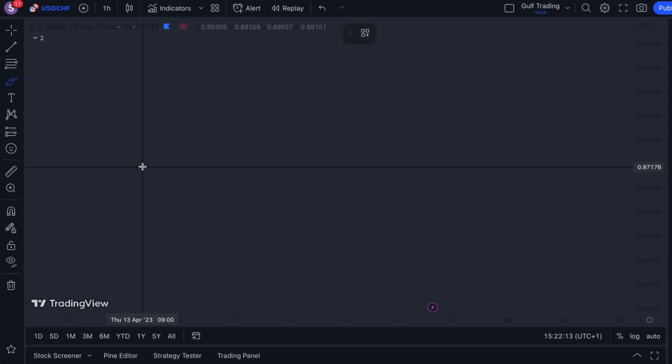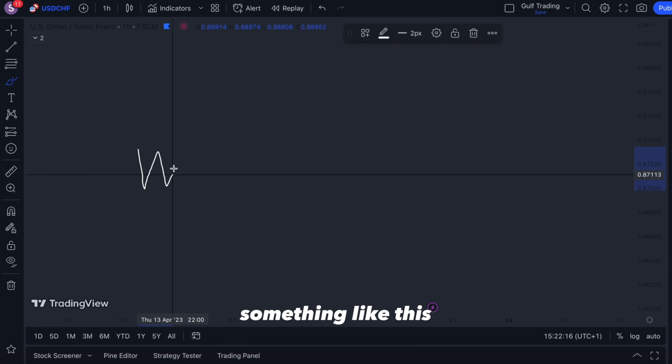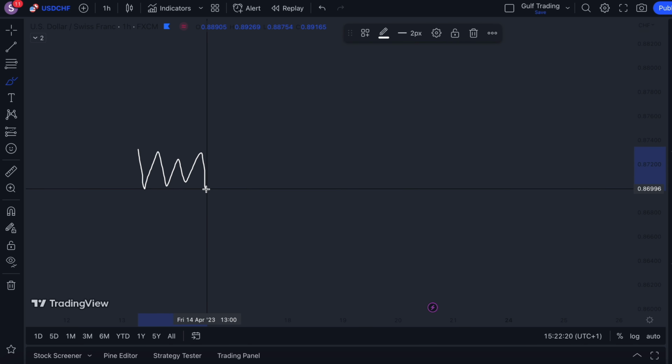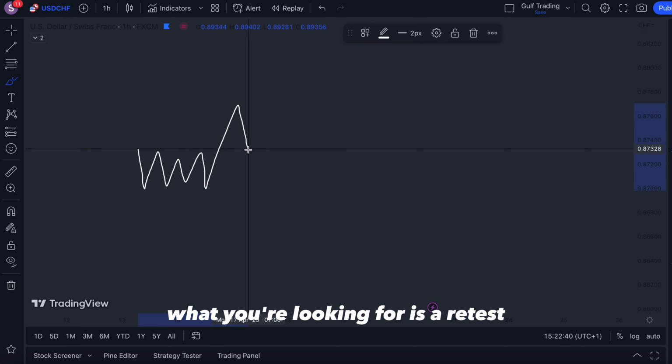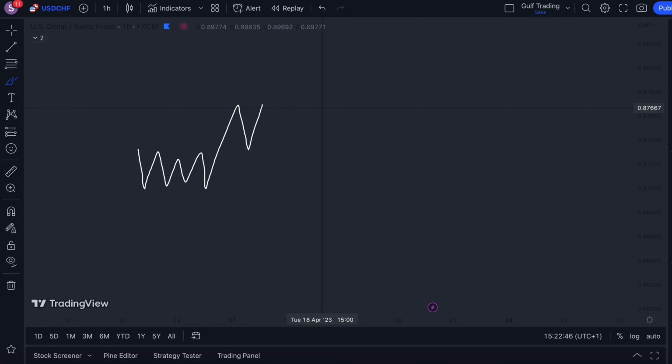So what you're going to be doing is looking for a range on the 1 hour, something like this. It doesn't have to be all equal highs and lows, but you're looking for a range, and then you're going to want the range to break. And from here, this is where it moves from SMC to, I guess, retail methods. But what you're looking for is a retest of the previous high to then take price back upwards, ideally to this new high. You can take it further if you want, but you don't have to.